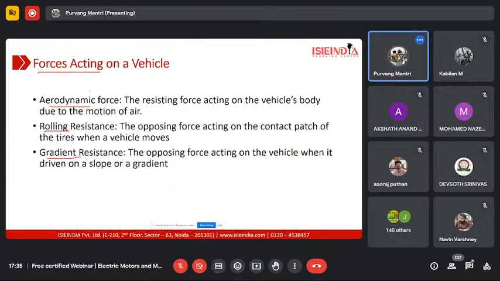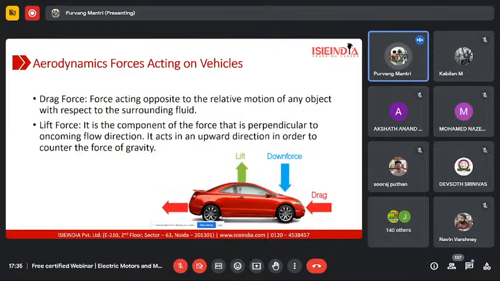Okay, so we basically consider these three forces while calculating the power requirement for any vehicle. First and foremost, let's look into aerodynamic forces. There are two aerodynamic forces that act on the vehicle.